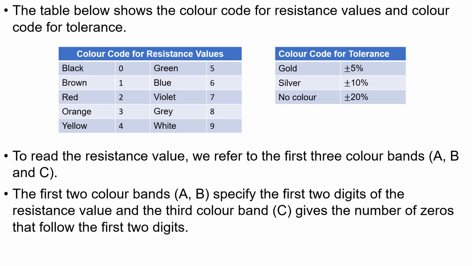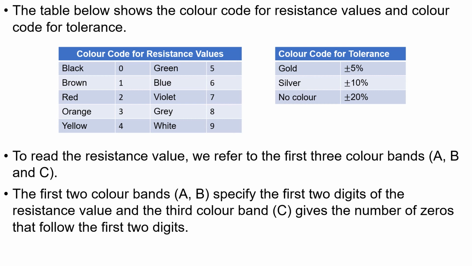And next we can see color code for each tolerance value. Gold is for plus or minus 5%. Silver is for plus or minus 10%. And, if there's no color, it means tolerance value is plus or minus 20%.